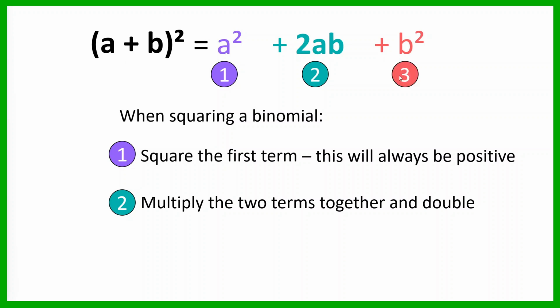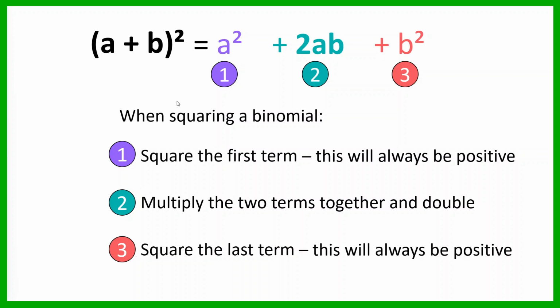And then for our last term, we're going to work it out by squaring the last term in the brackets. And that will also always be positive, the same as the first term. So this will always be positive, this will always be positive, and the middle term will be either positive or negative depending on what the signs are inside our brackets. Let's go and have a look at our first example where we're going to be using this.